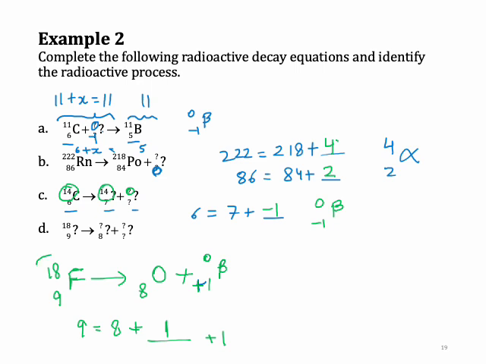So I can now solve for the superscripts. This is 18 on one side, on the other side it should also be 18, equal to 0 plus something, and what is that something? 18, which means my answer is oxygen-18 gives me a positron. So that's how you can solve these nuclear reactions or complete these nuclear reaction equations.